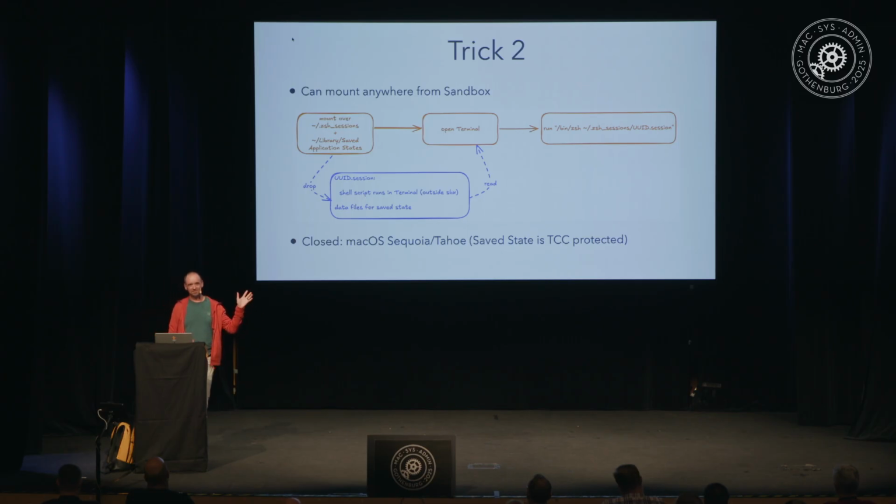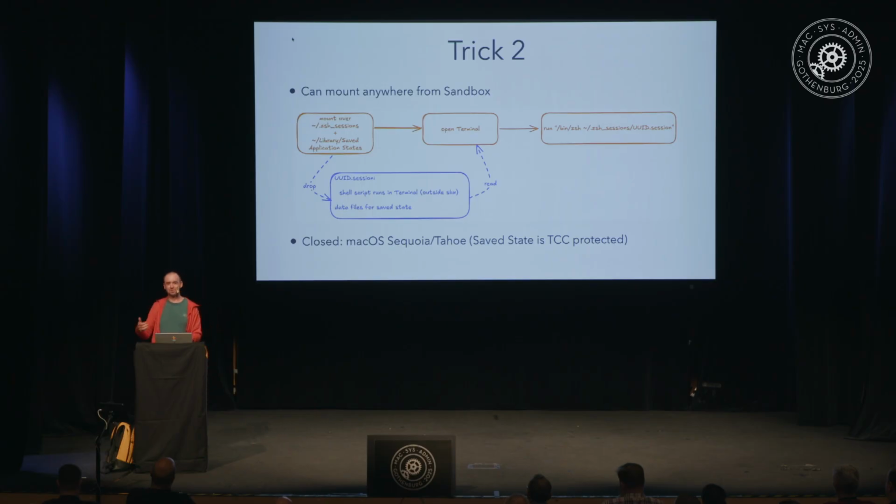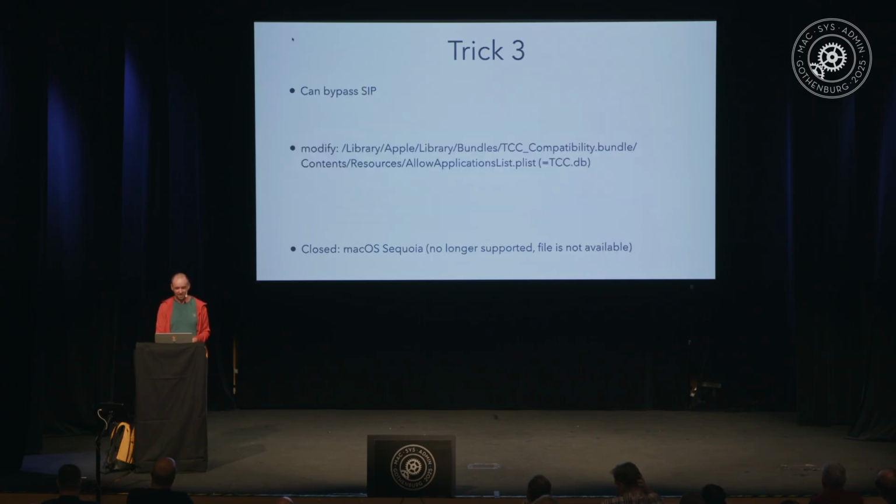This was closed in later versions of Sequoia and Tahoe, because the saved state was moved to another location, which is now TCC protected. And actually, this is so powerful that I now have a vulnerability where I can mount outside of the Sandbox, but I cannot turn it into unsandboxed code execution. So closing these weaponization paths is really, really powerful from a protection point of view. So I still need to find another trick, which I haven't done.